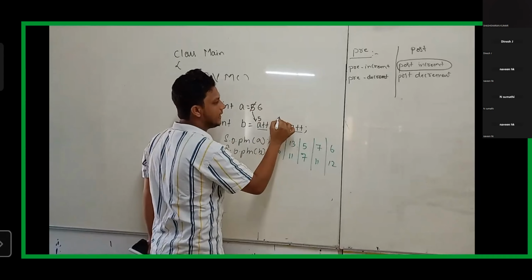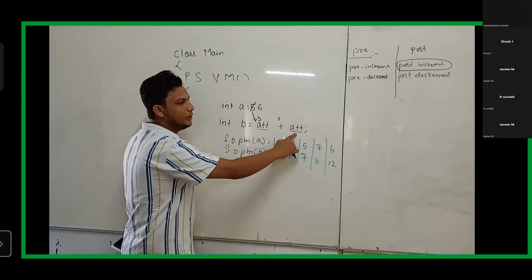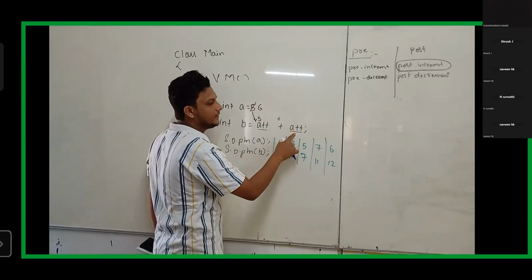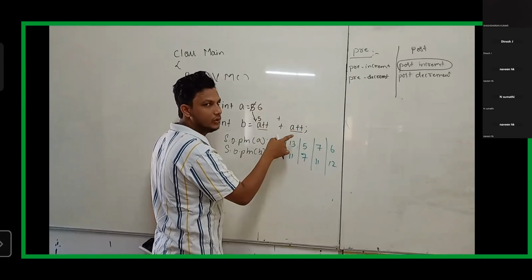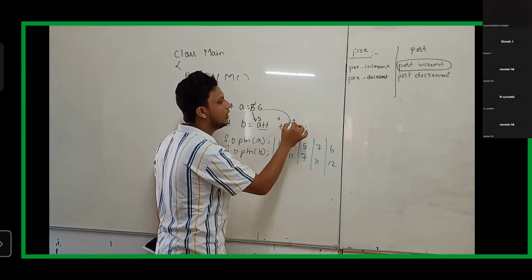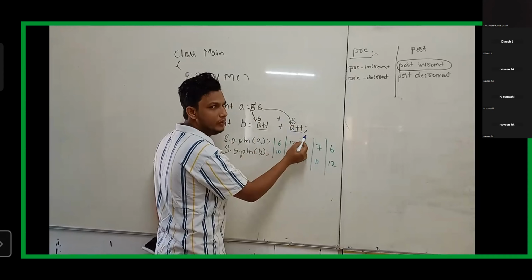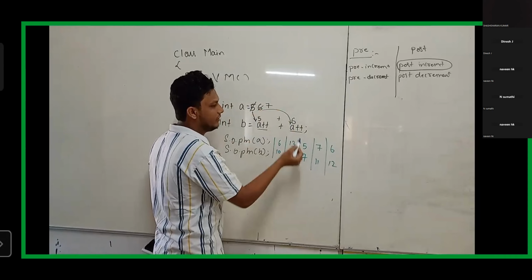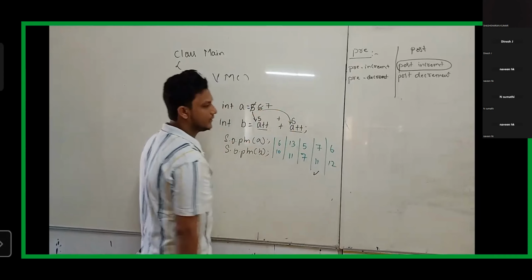Okay, plus is there, I'll add a plus here. Now tell me, pre or post operation? Post operation. What does it say? First utilize the value, then increment. So I'll utilize the A value as it is. What is the A value now? 6. Then increment A, and it will become 7. So 7 and 11 is the correct answer.